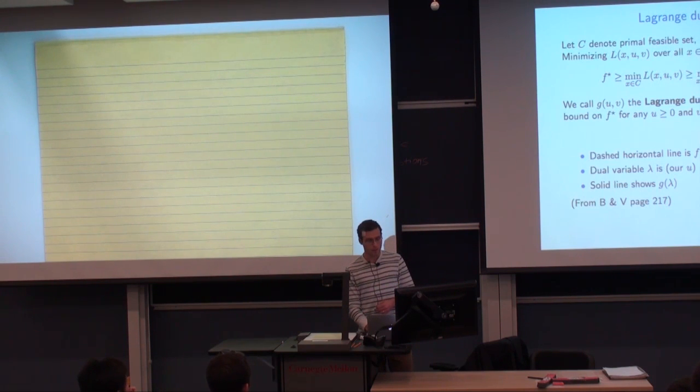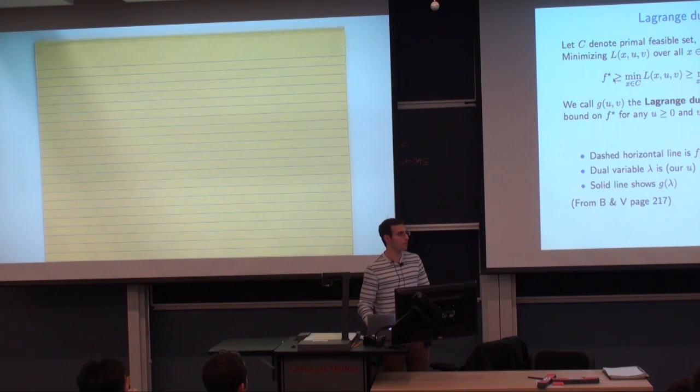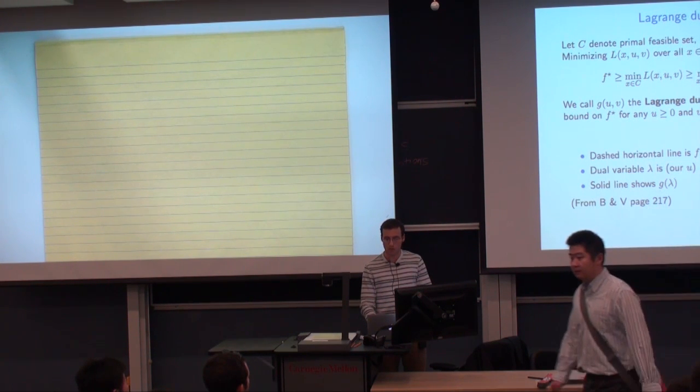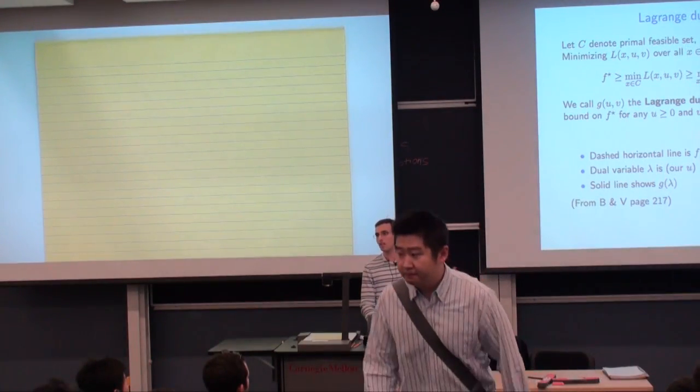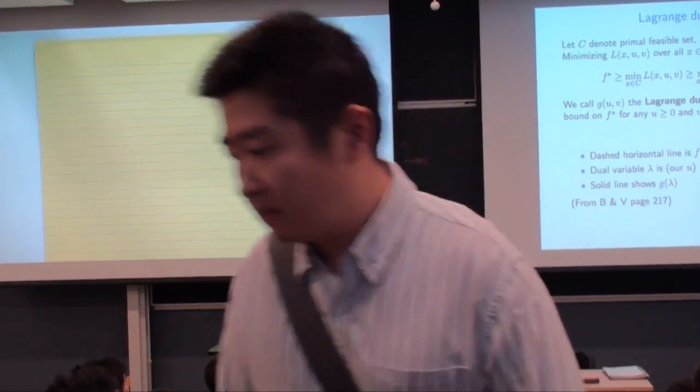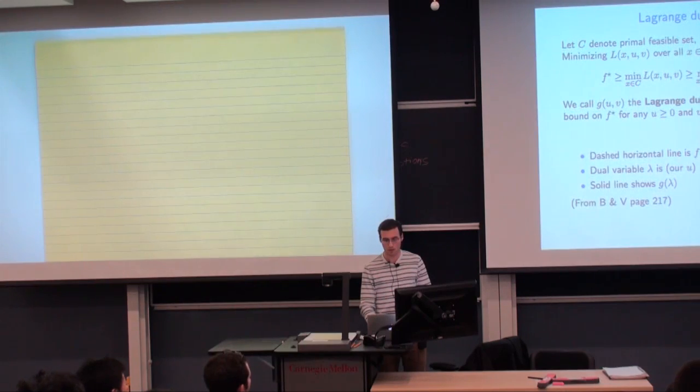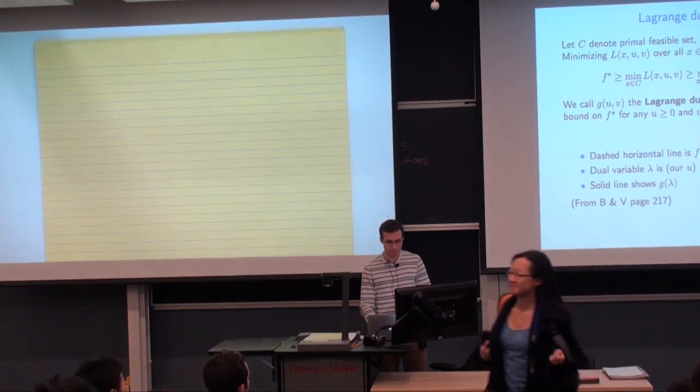Okay, so if we minimize f over the feasible set, that gives us f star, our optimal primal value. That's bigger than or equal to minimizing the Lagrangian over the feasible set, which in turn is bigger than or equal to minimizing the Lagrangian over all of R^n, because if I extend the domain of minimization, it can only get smaller. And this function here, which is only a function of u and v because we've minimized out x, this is what we call the dual function. We denote it by g, and it's a function of u and v.